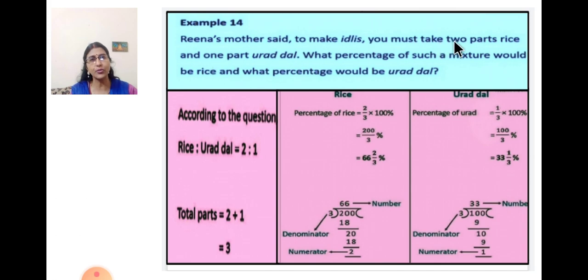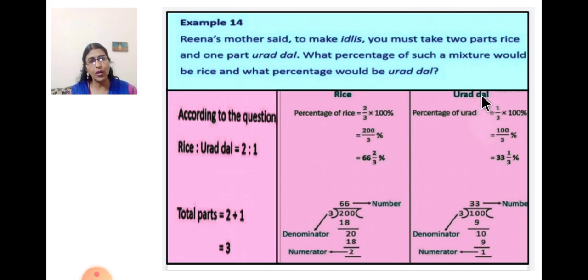2:1. You can see here 2 parts of rice and 1 part of urad dal. So we'll write the ratio like this: rice is to urad dal, that is 2:1. And then for total parts, you add these 2 parts. So 2 plus 1 is 3. So total is 3. Now how to find out the percentage of each?